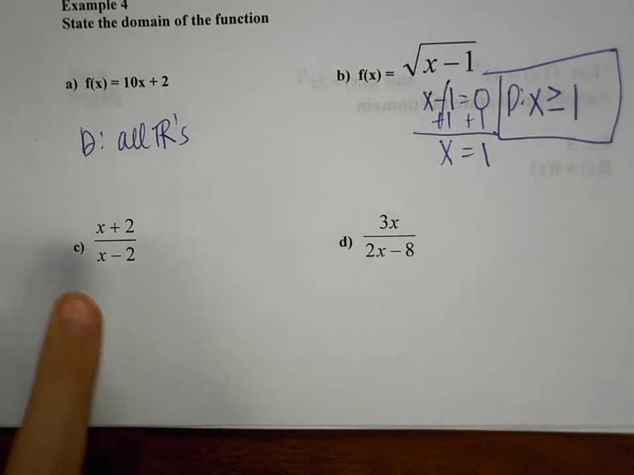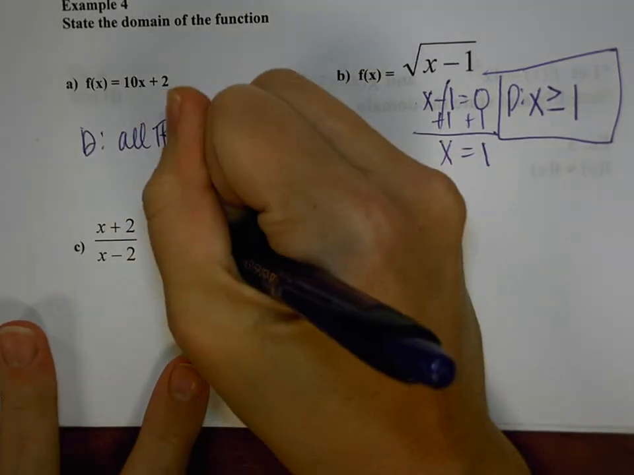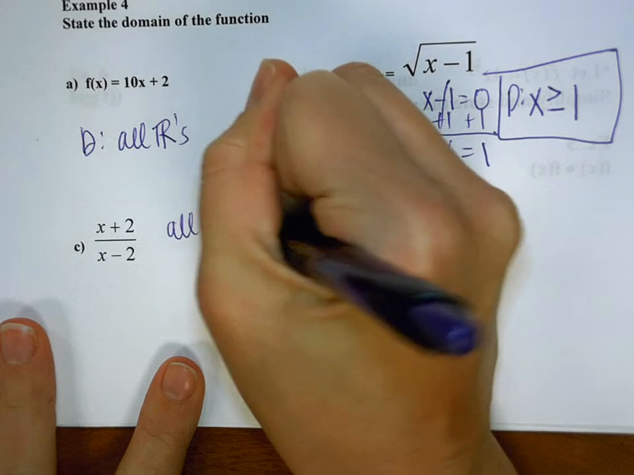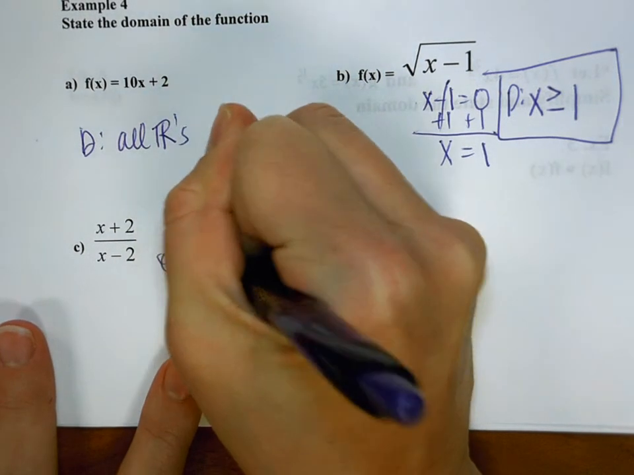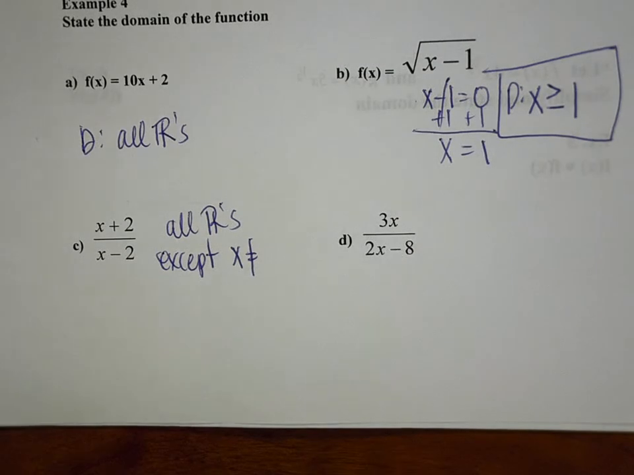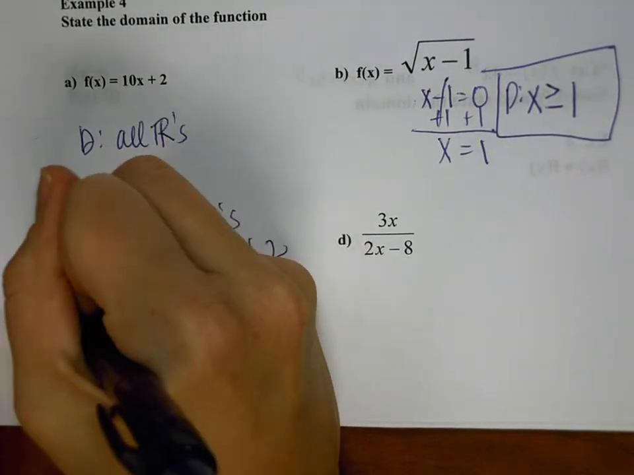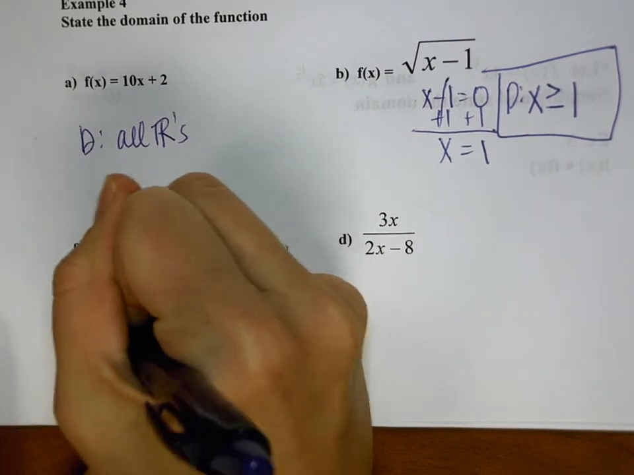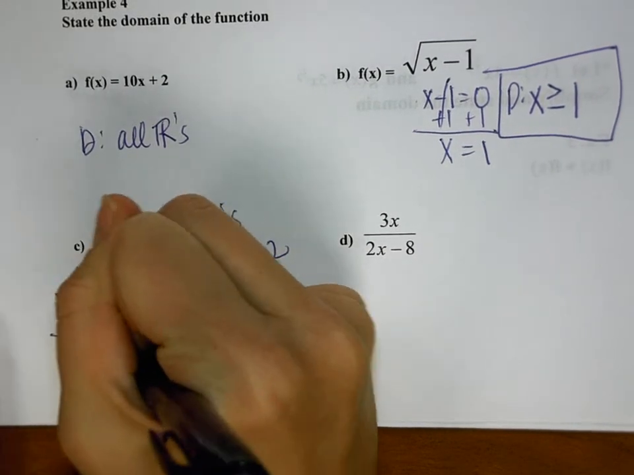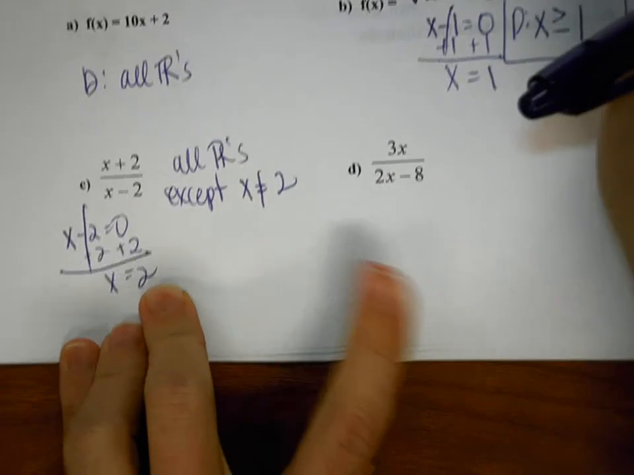So this answer is going to be all reals except what value can x not equal? Say when you stop. All reals except x cannot equal what? What number will give me 0 in the denominator? 2. If you're not sure, you can always take your denominator and set it equal to 0. x minus 2 equals 0. I add 2 to both sides and I get x equals 2. So 2 is the only number that will give me 0 in the denominator.